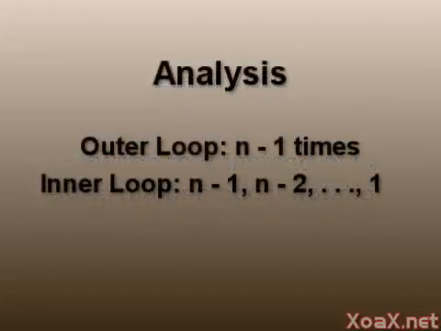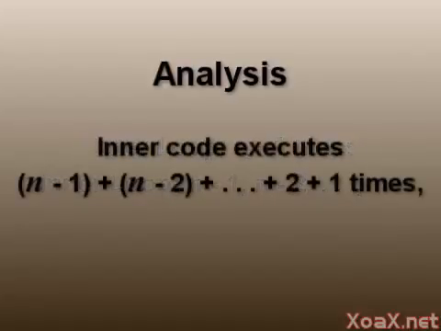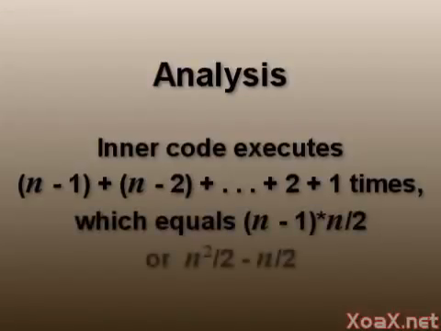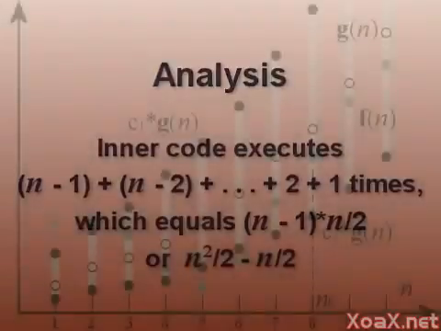The outer loop executes n-1 times, and the inner loop executes n-1 times, then n-2 times, and so on down to 1, corresponding to each outer loop. So the inner code is executed a total of n-1 plus n-2 plus n-3 down to 1 times. This sums to (n-1) times n divided by 2, or n squared divided by 2 minus n divided by 2.